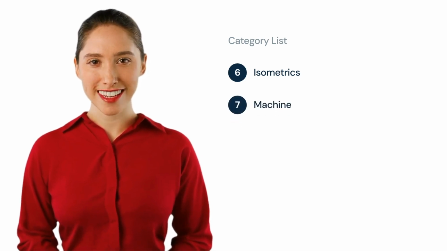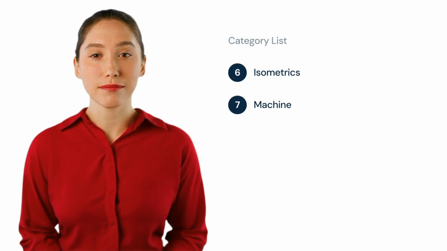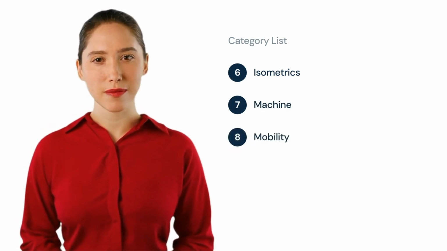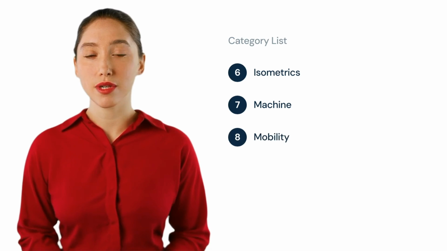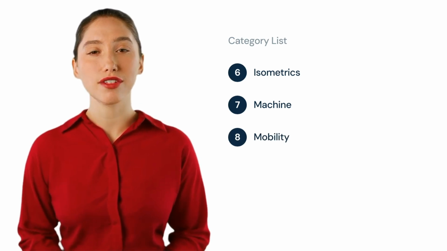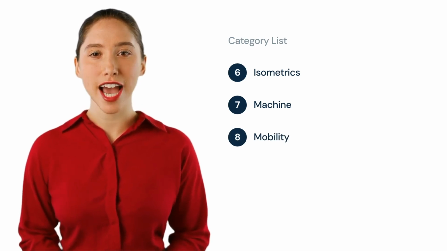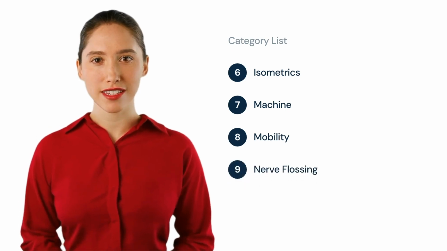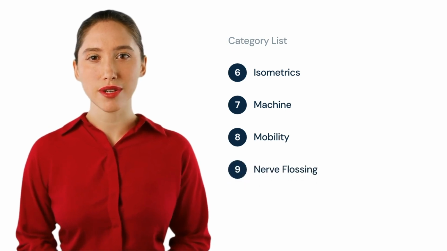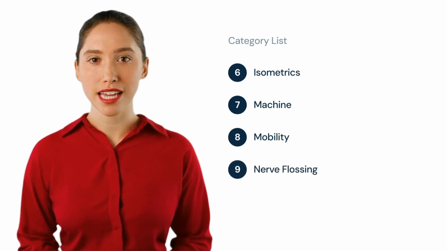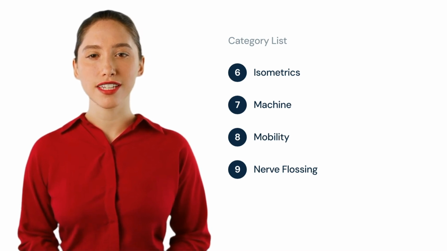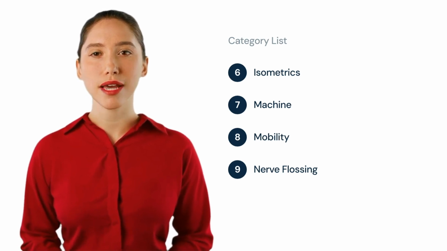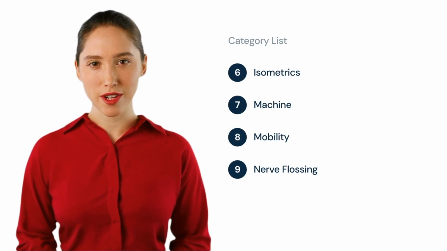Machine. Machine exercises are a great way to build strength and target specific muscle groups. Mobility. Essential for maintaining joint health, flexibility, and overall movement capacity. They help you move freely and efficiently. Nerve flossing. Nerve flossing, also known as nerve gliding or neural gliding, involves gentle exercises that stretch and mobilize nerves. These exercises can help reduce pain and increase range of motion.